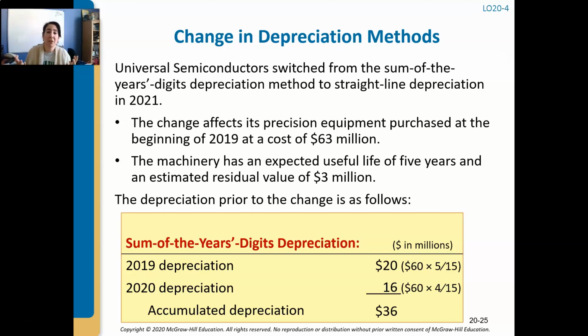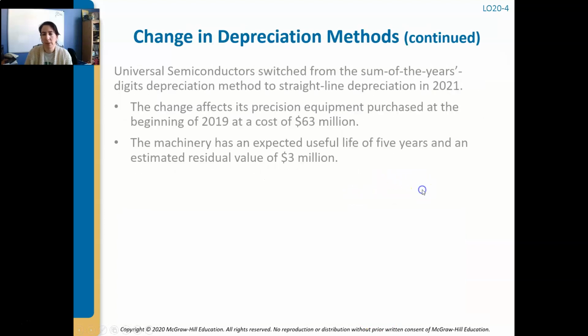It's easier than double declining balance, but not as easy as straight line. And it pushes most of the depreciation up front, which is preferable very often. So anyway, I just want to give you a brief explanation of sum of the years' digits, or at least a reminder. Okay, so you've got equipment 63 million, 63 minus 3, right, residual value, so 60 million times 5/15, 60 million times 4/15 in the second year. So you've been depreciating this thing, you've got accumulated depreciation at this point of 36 million.